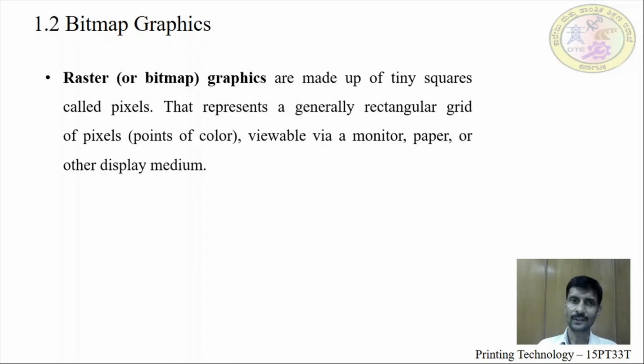Bitmap graphics is also called raster graphics. Sometimes it is called pixel based. It is made up of tiny square pixels. Depending upon the pixel accumulation or compression in a particular area, the graphics or image quality or the resolution is defined. Raster graphics are mainly used in display systems or monitors, and finally on paper after printing.